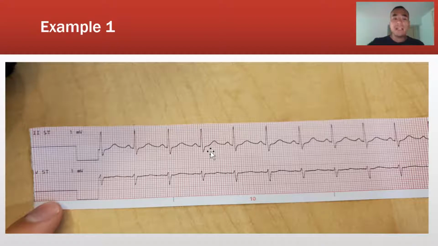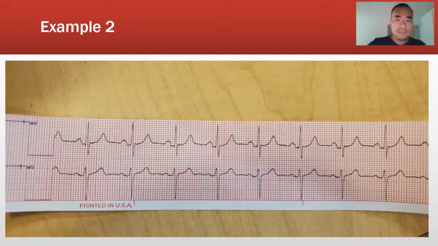Okay, example number 2. Same thing, you can go through these steps. We're going to start with the R to R. They seem to be normal. They happen at the same frequency, same rhythm, so regular, yes. Next, we're going to do the heart rate. We're going to count the tiny squares between 2 R's, and I counted 19.